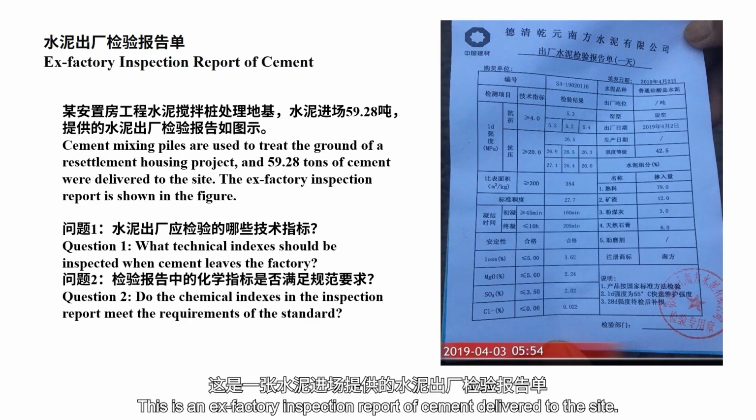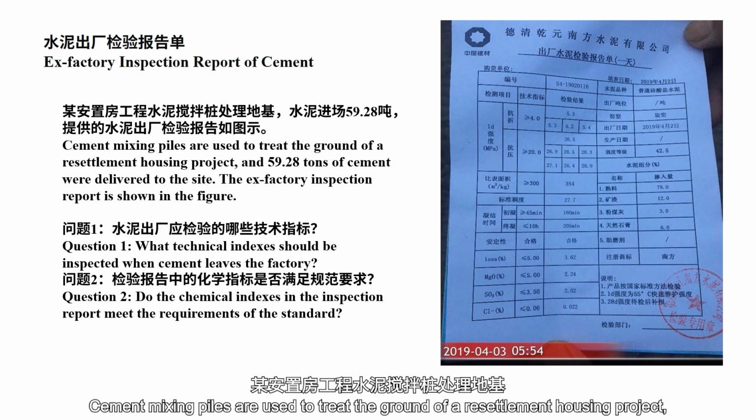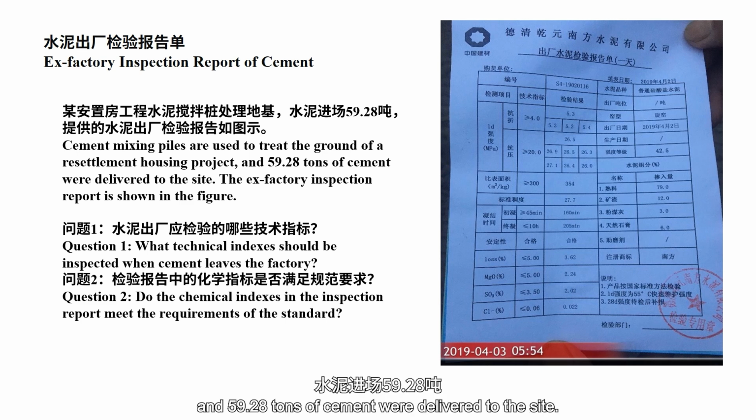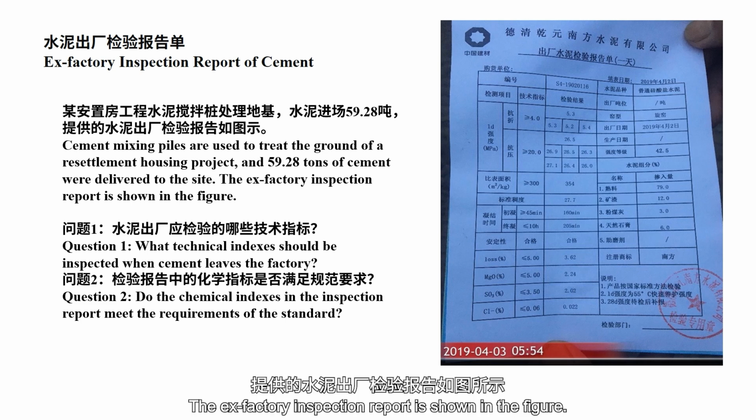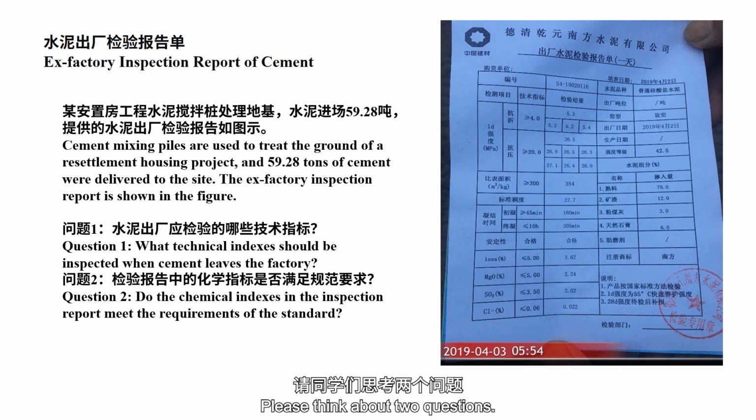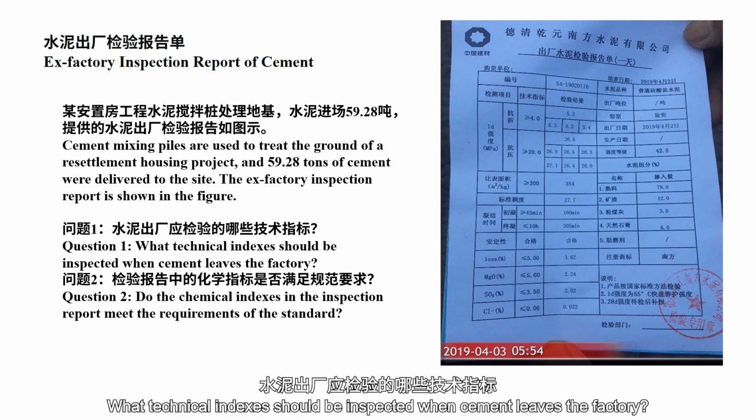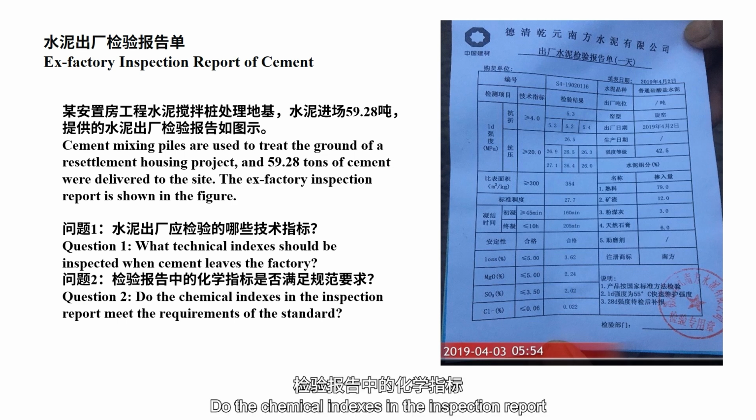Let's have a look. This is an ex-factory inspection report of cement delivered to the site. Cement mixing piles are used to treat the ground of a resettlement housing project, and 59.28 tons of cement were delivered to the site. The ex-factory inspection report is shown in the figure. Please think about two questions. What technical indexes should be inspected when cement leaves the factory? Do the chemical indexes in the inspection report meet the requirements of the standard?